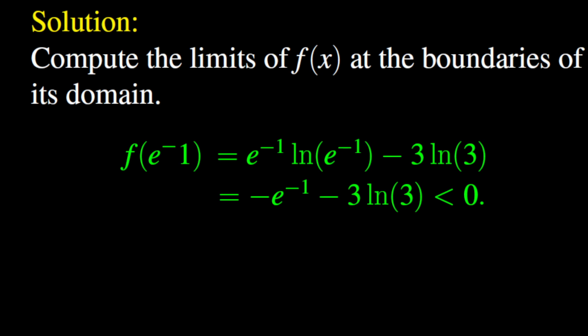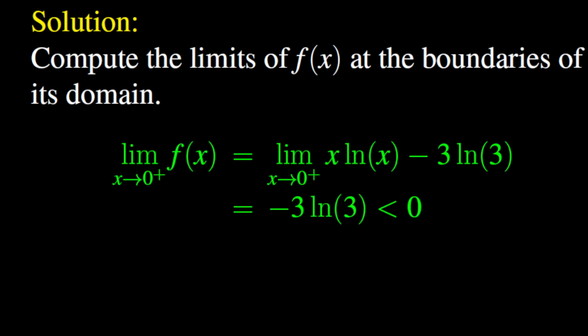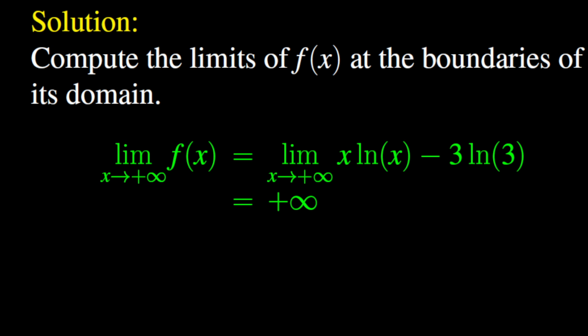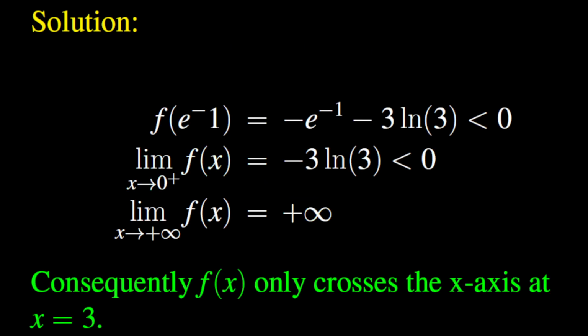First, we note that f of e to the power of -1 is negative e to the power of -1 minus 3 times log of 3. Then we compute the limit of f at 0 plus and find that the limit of f is negative 3 times log of 3. Finally, we compute the limit of f at positive infinity and find that the limit of f is positive infinity. The limits are computed using L'Hôpital's rule. In sum, the function f of x only crosses the x-axis at the point x equals 3. So 3 is the unique solution.